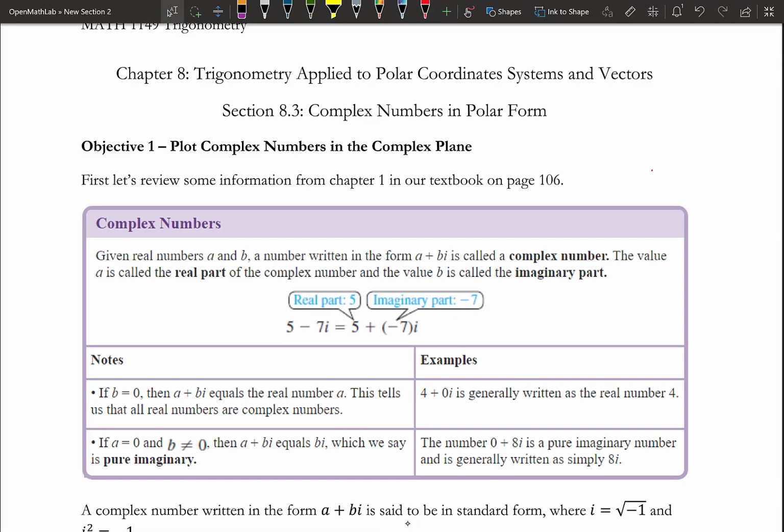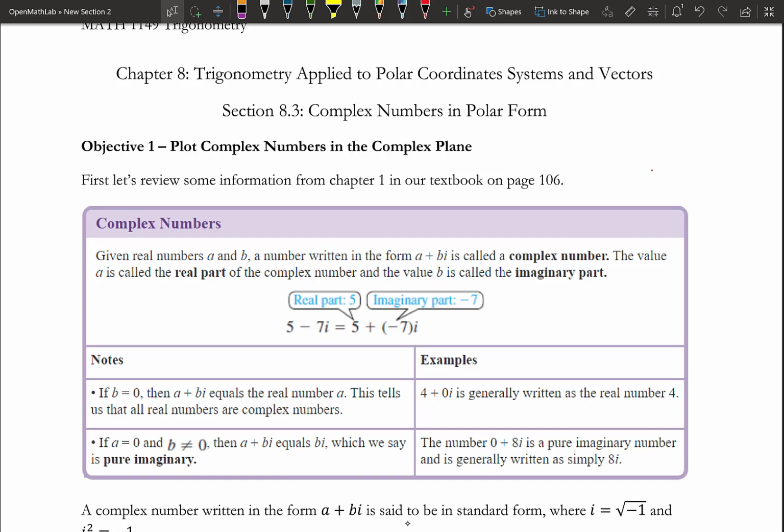Okay, so ready for section 8.3. Just a note that we're skipping over sections 8.1 and 8.2 in the class. So we want to talk about section 8.3, which is in chapter 8. Chapter 8 is titled Trigonometry Applied to Polar Coordinate Systems and Vectors. Section 8.3 is titled Complex Numbers in Polar Form.